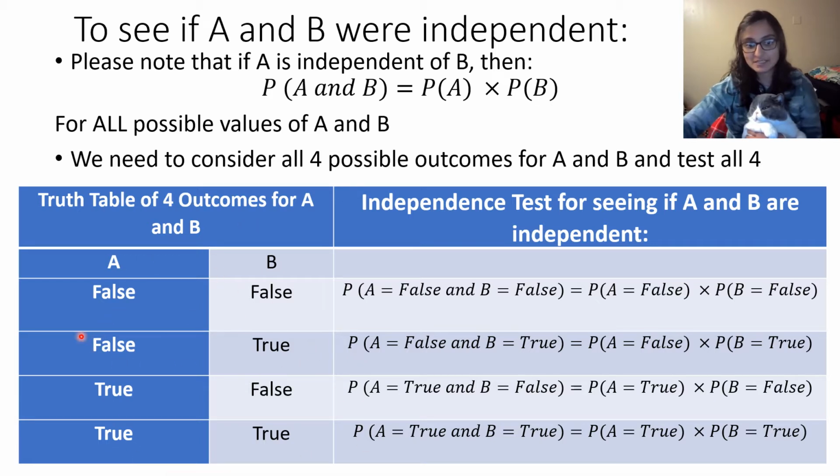For instance, for A is false and B is true, we need to test that the probability that A is false and B is true is equal to the probability that A is false multiplied by the probability B is true.